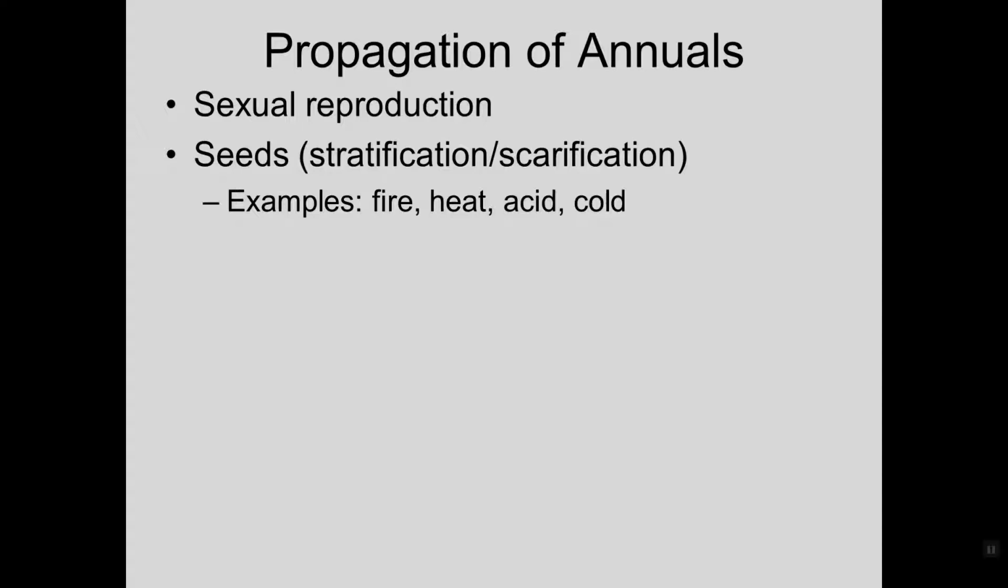And in general, there's two ways to treat seeds to get them to germinate. Stratification is usually a hot or a cold treatment. Scarification is some kind of mechanical treatment, like roughening up the seed coat or cutting a little notch in the seed so it's able to take in water and gases.